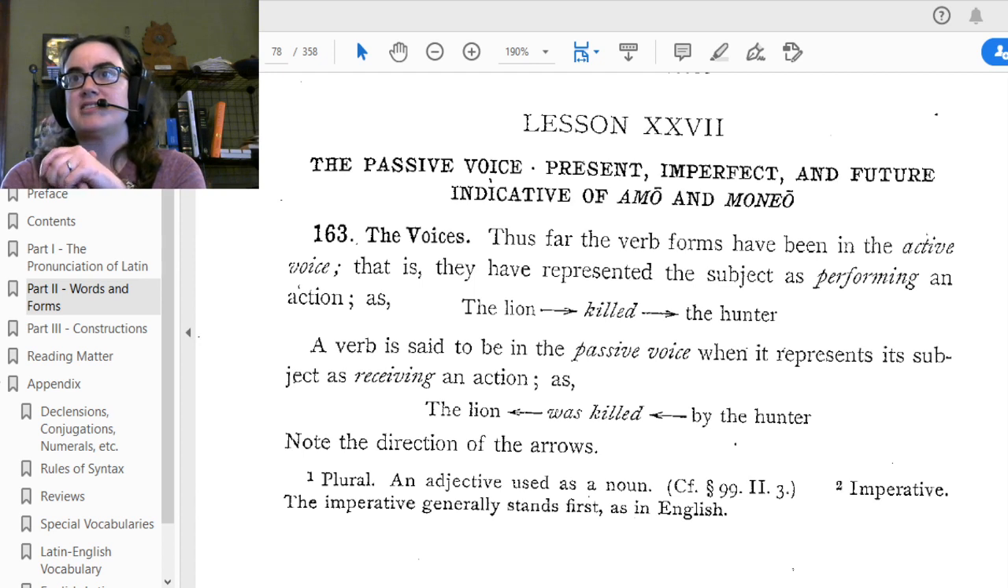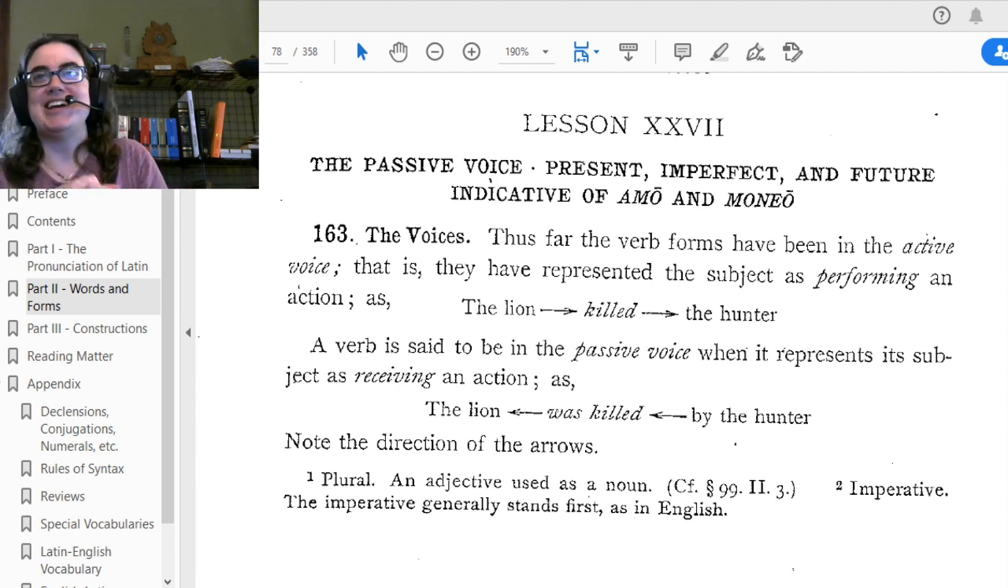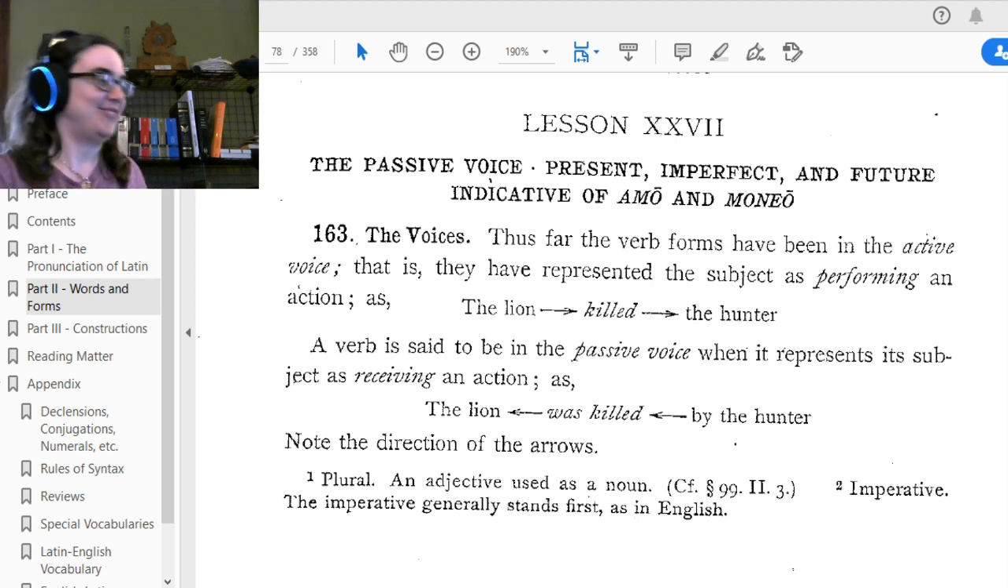-m, -s, -t, -mus, -tis, -nt would make a hilarious username, just saying. That would be. And nobody would get it. They'd just be like, what is that?